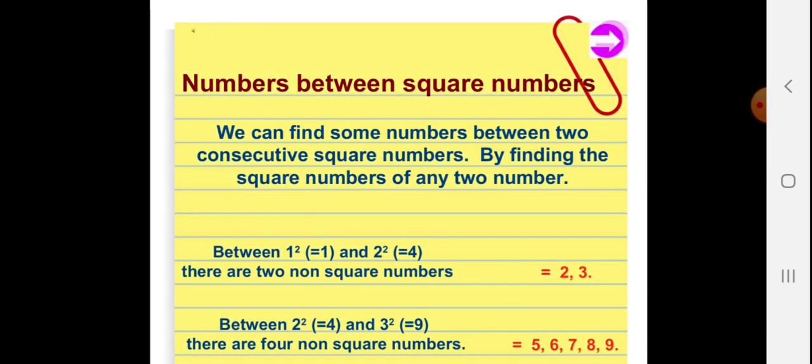Numbers between the square numbers. We can find the numbers between two consecutive square numbers. Between 1 squared and 2 squared: 1 squared is 1, 2 squared is 4. So the numbers are 2 and 3, which are not square numbers. Similarly, between 2 squared and 3 squared: 2 squared is 4, 3 squared is 9, so the numbers are 5, 6, 7, 8. They are not square numbers.